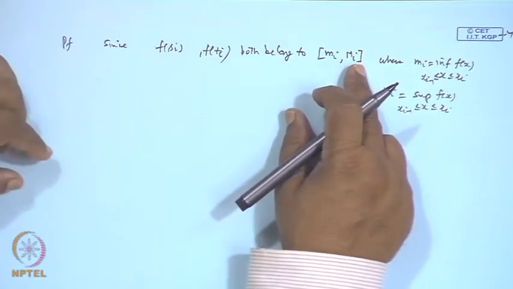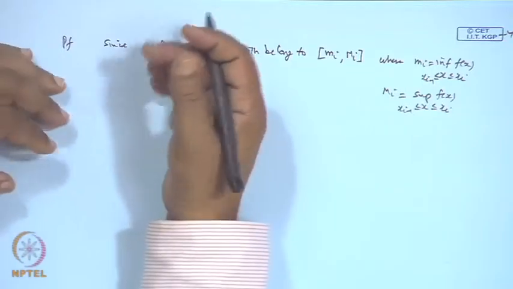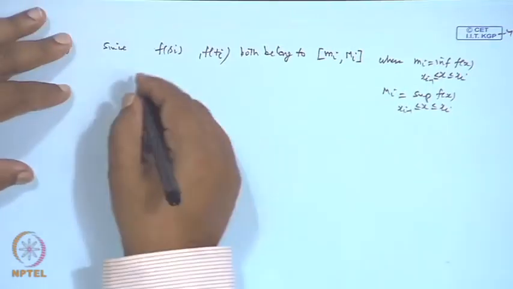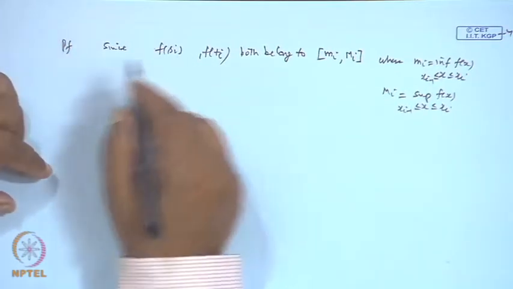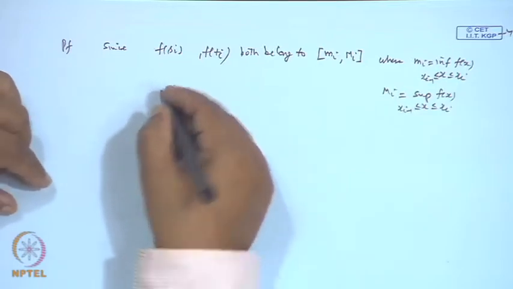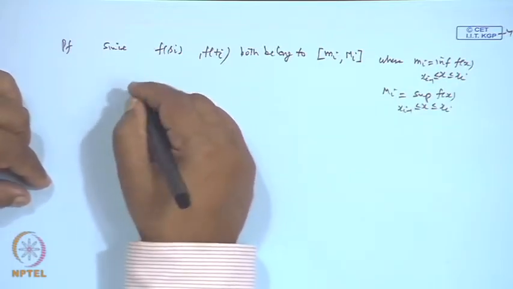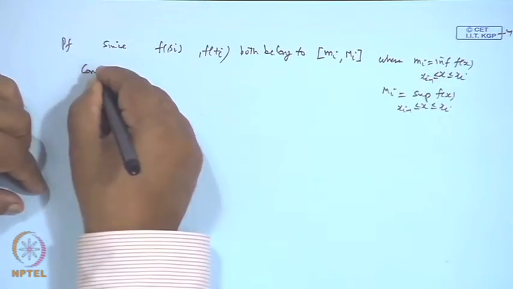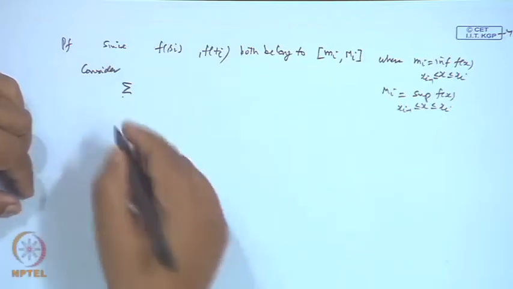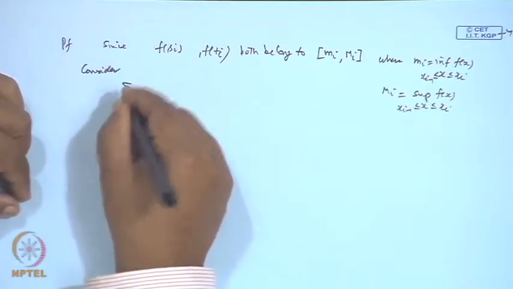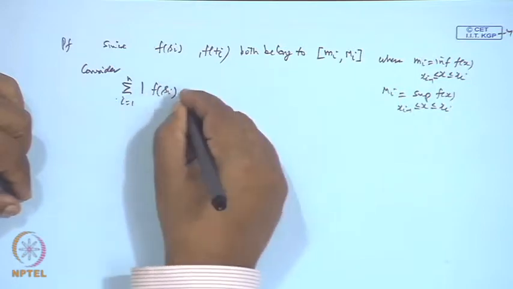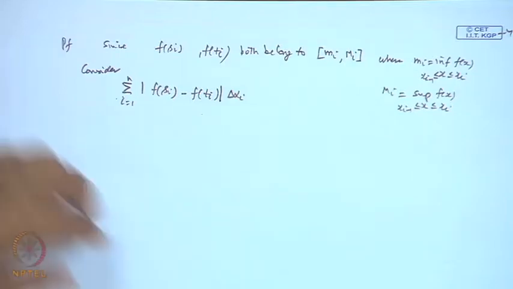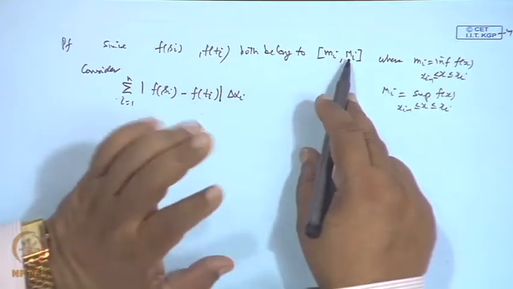So if we start with the upper sum and the lower sum, what is the upper sum? Upper sum minus lower sum. So consider this thing: sigma, i is 1 to n, modulus of f of S i minus f of T i, multiplied by delta alpha i. Now f of S i is one of the values lying between these.